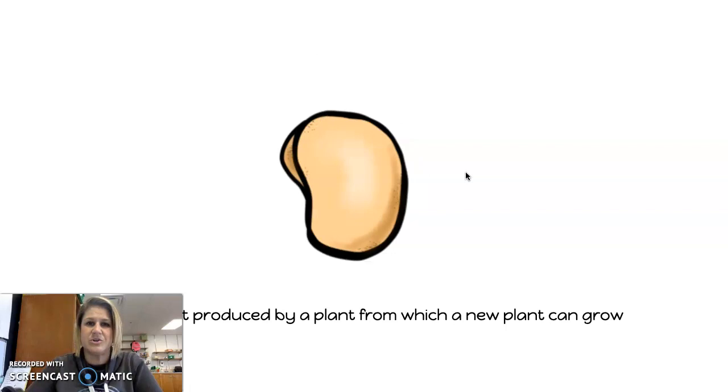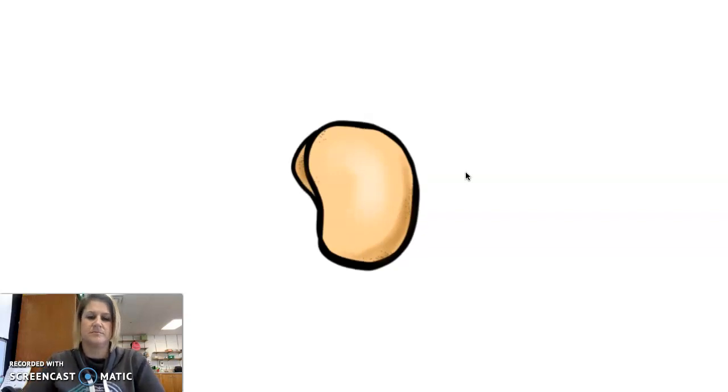All right, what is this picture? It's a seed. Okay, so again, it's produced by the plant, and then new plants can grow from these. Okay, here's another picture. I took away the word. What is this called? It's not called a nut, but it's called a seed. Yeah, so this is the seed. And the plants produce these. And this is where the plants begin. This is where they grow.